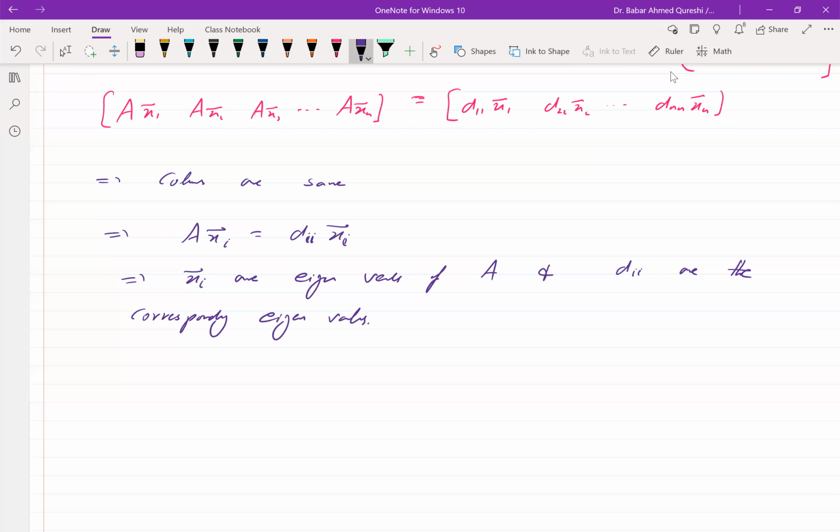So I have found that if it's diagonalizable, then these vectors are its eigenvectors. But since X is invertible, these xi are linearly independent. So I found that if the matrix is diagonalizable, then its eigenvectors must be linearly independent. And the other way around also works.